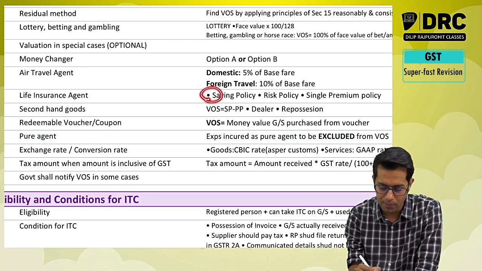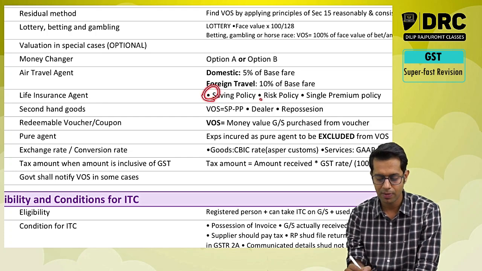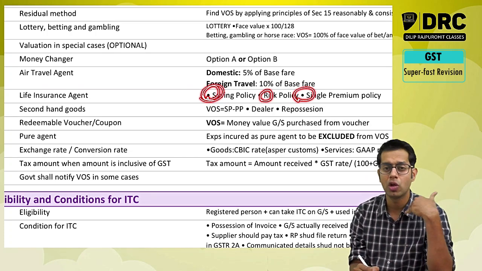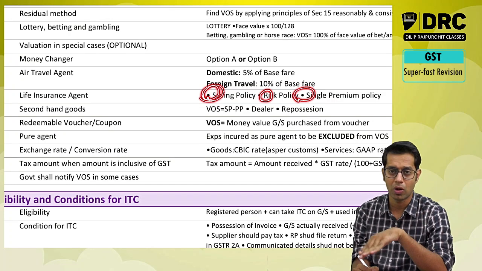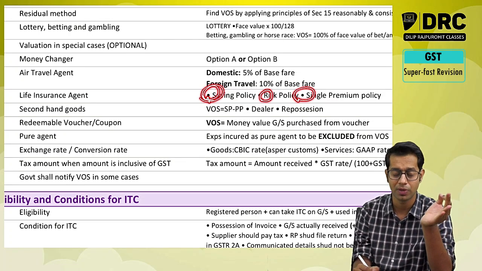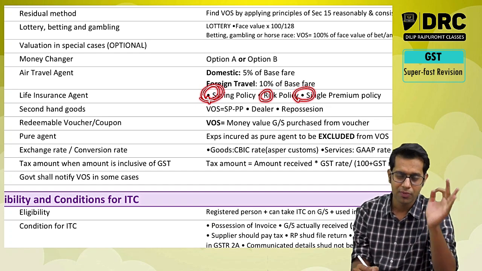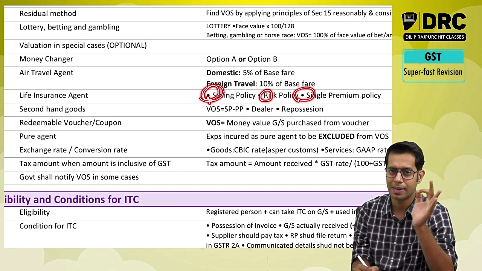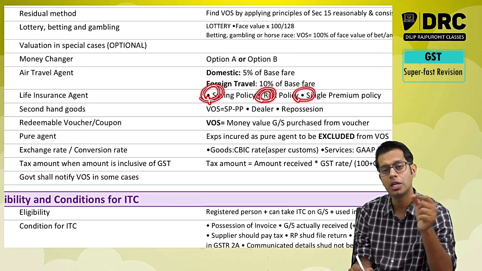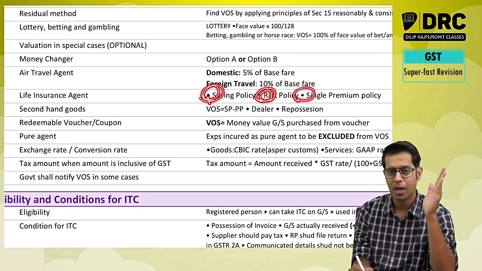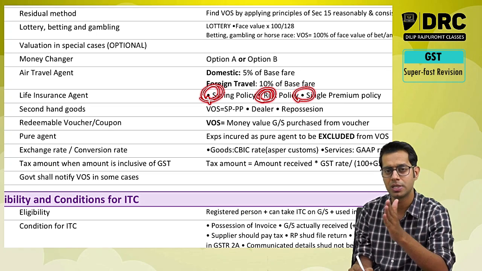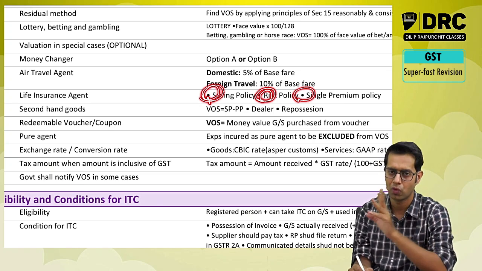If it is a saving policy, check whether it is a saving policy, risk policy, or single premium policy. If it is a saving policy, then the amount allocated towards investment is intimated or not intimated. If the amount allocated towards investment is intimated, the value of supply will be the gross premium charged minus the amount allocated towards investments. If the amount allocated towards investment is not intimated, then the value of supply will be 25% of the gross premium charged for the first year, and for all the subsequent years it will be 12.5% of the gross premium charged.